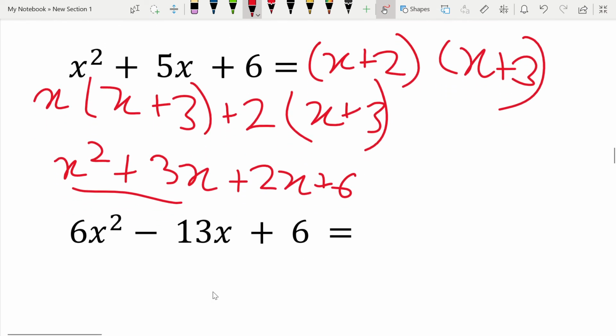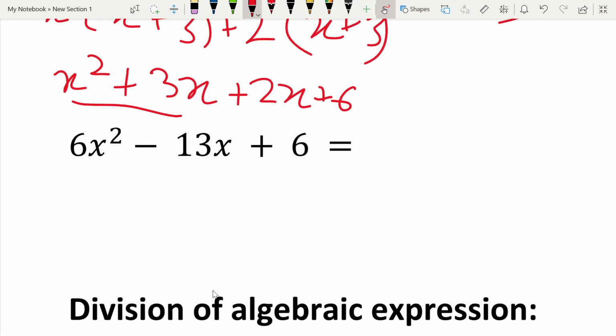The next one is 6x squared minus 13x plus 6. So divide 13 into two numbers which multiply up to 36, because 6 times 6 is 36. Good job. So what are the numbers? Let's look at the factors of 36.